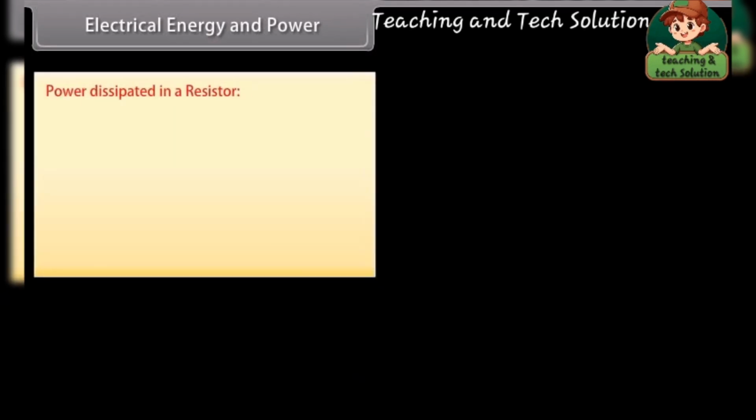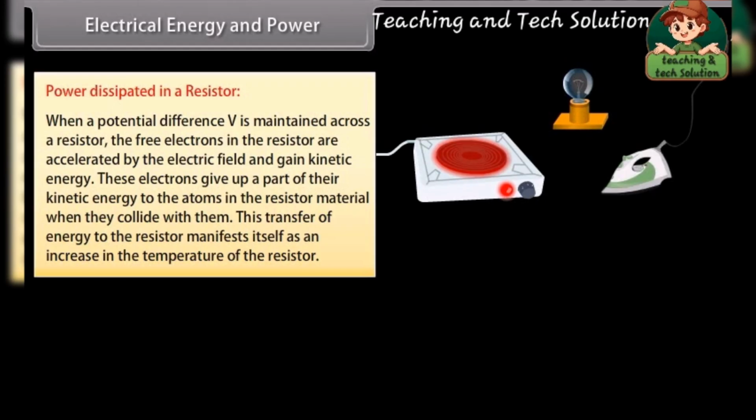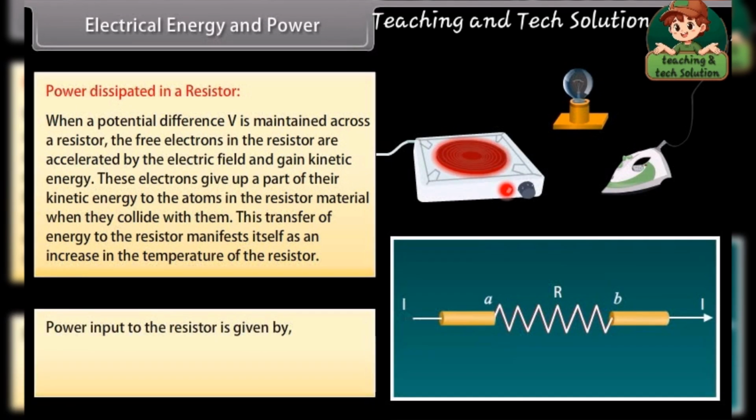Power dissipated in a resistor. When a potential difference V is maintained across a resistor, the free electrons in the resistor are accelerated by the electric field and gain kinetic energy. These electrons give up a part of their kinetic energy to the atoms in the resistor material when they collide with them. This transfer of energy to the resistor manifests itself as an increase in the temperature of the resistor. Power input to the resistor is given by P = VI = I²R = V²/R.